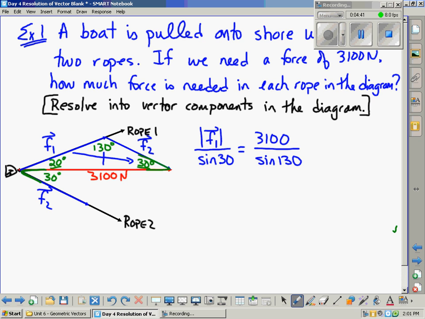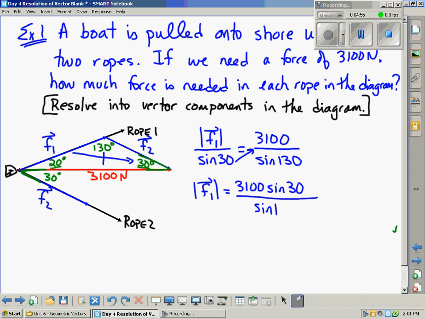If I've set this up the way I like, you notice all I need to do then is multiply by the sine 30 up there. F1 equals 3,100 sine 30 over sine 130. Punch that into your calculator, and I get 2023.4 newtons. So you can check that number and make sure that you got the same thing.